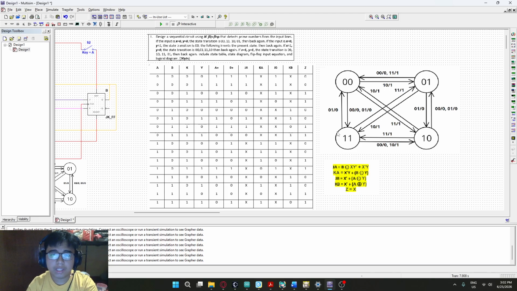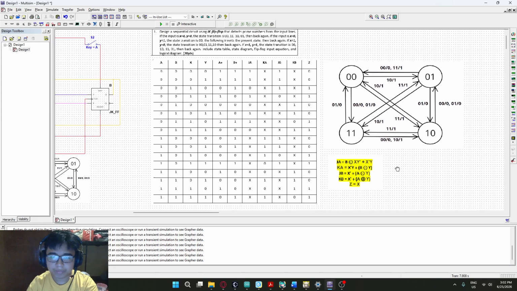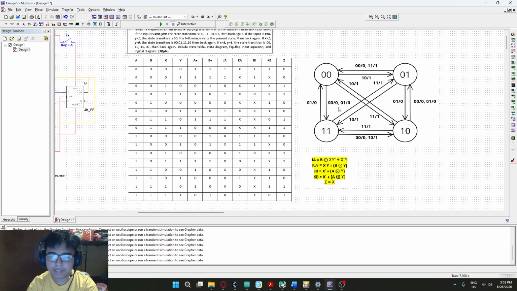Includes state table, state diagram, flip-flop input equations, and logical diagram in the solutions. From that problem, we derive this state diagram, where as you can see, let's take for example current state 0, 0 with an input of 0, 0 as well. It moves to 1, 1, and then to 1, 0, to 0, 1, and then back to 0, 0. And as you can see, the output for every single one of those transitions is 0, as 0, 0 or min term 0 is not a prime number.